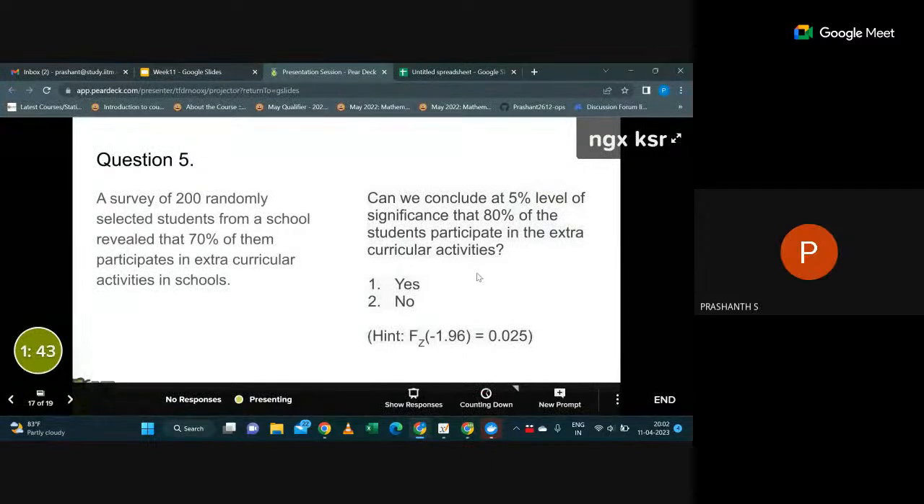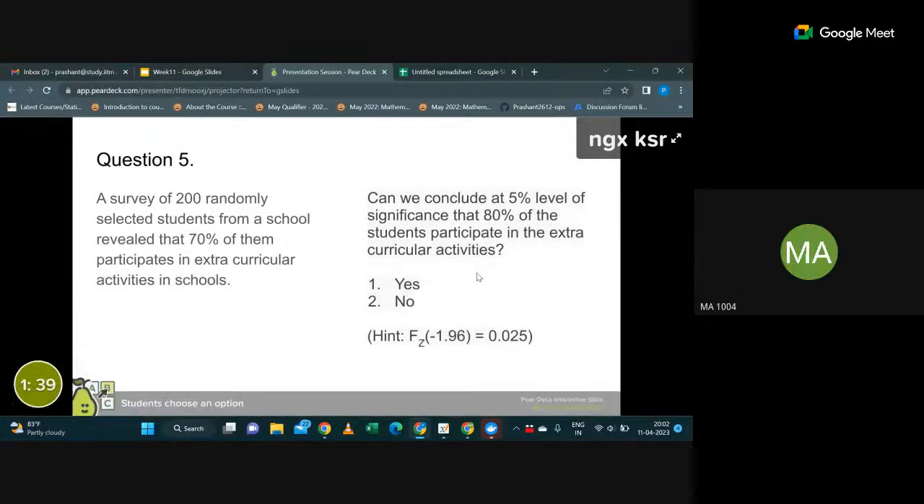So what is the alternative hypothesis? That's why I asked. Someone of you had told. See, here there is no information about whether it should be more or less, right? So here P is 0.8, and 80% of the students participate in the extracurricular activity. So your alternative hypothesis will be not equal to 80%. I mean, P is not equal to 0.8. If it is not given, you should take not equal to.